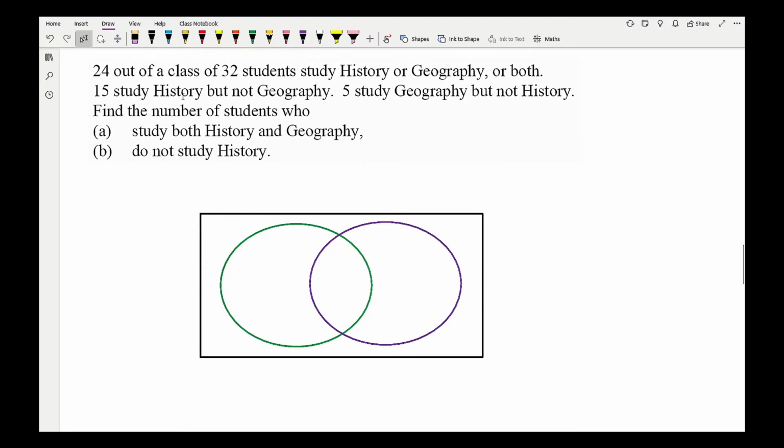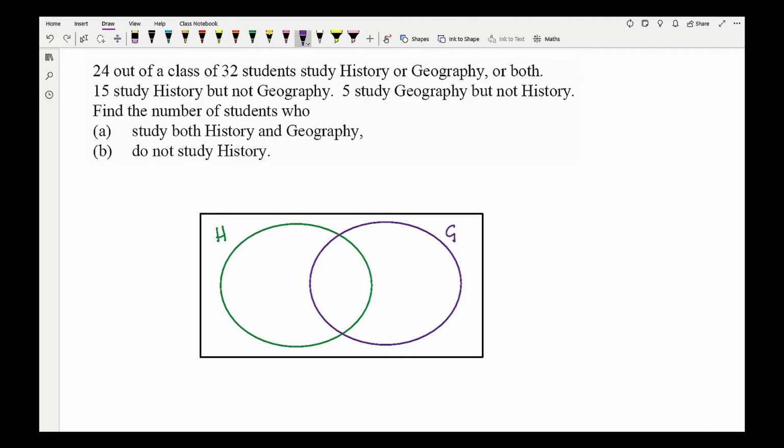So here it says 24 out of a class of 32 students study history or geography or both. 15 students study history but not geography, 5 study geography but not history. Find the number of students who, and then we've got our two questions. A: study both history and geography, and B: do not study history. So again, I've got my two-loop Venn diagram. I'm going to represent history and I'm going to represent geography.